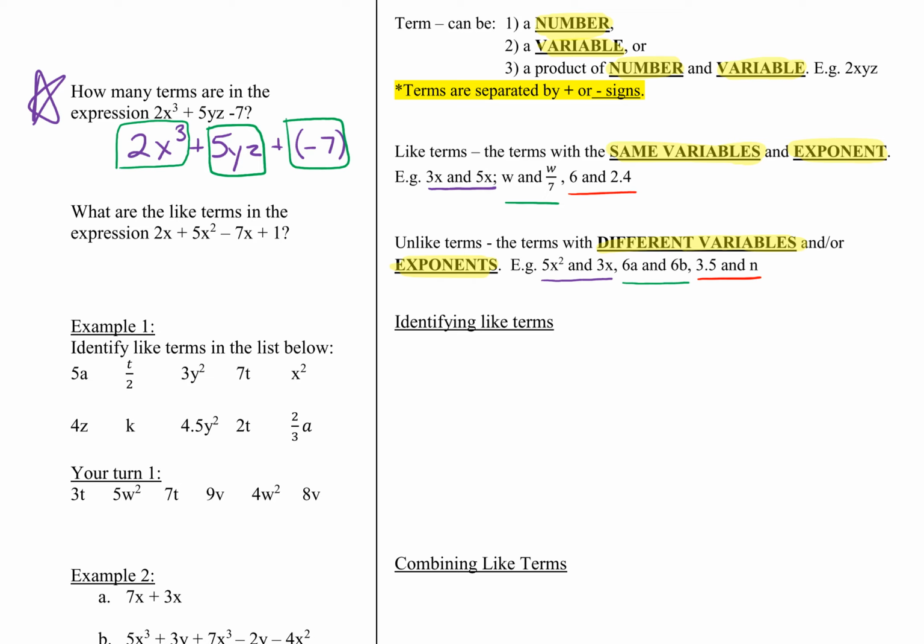And what are the like terms in the expression 2x plus 5x squared minus 7x plus 1? Well, that's just 2x and negative 7x. 5x squared and 1 are not like.